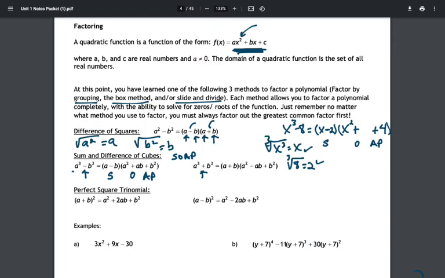So x times 2 is just 2x. And you don't worry about the negative because your signs come from this SOAP thing. So this is the fully factored form of that difference of cubes.